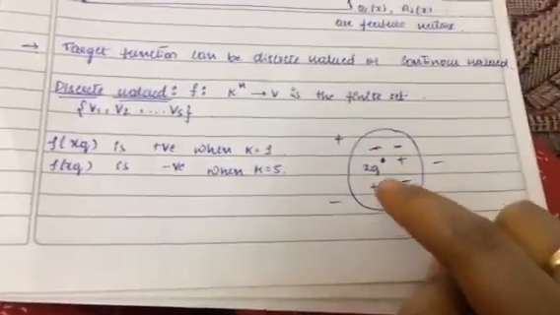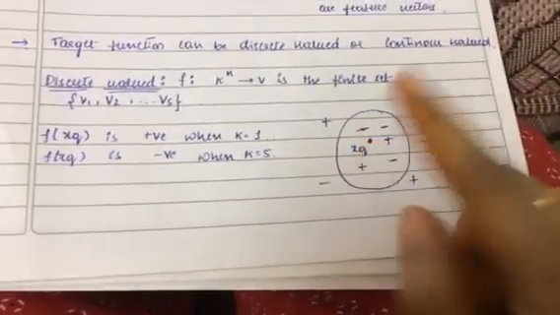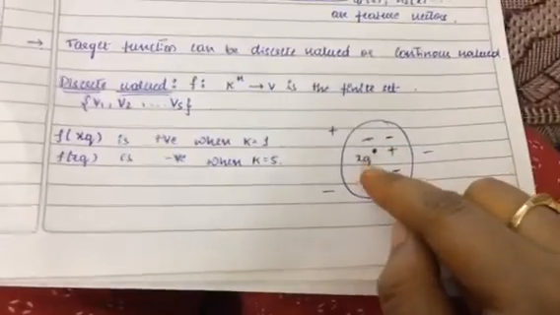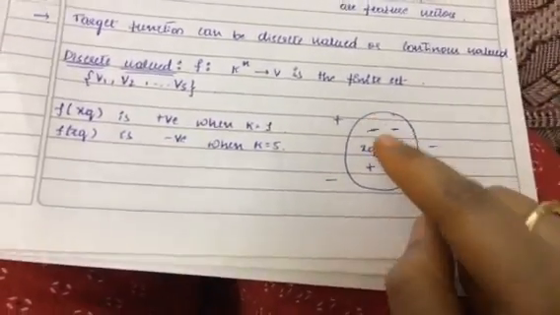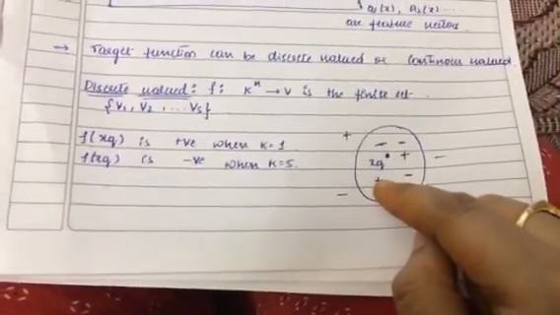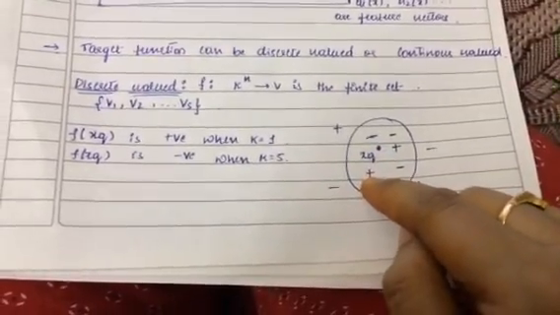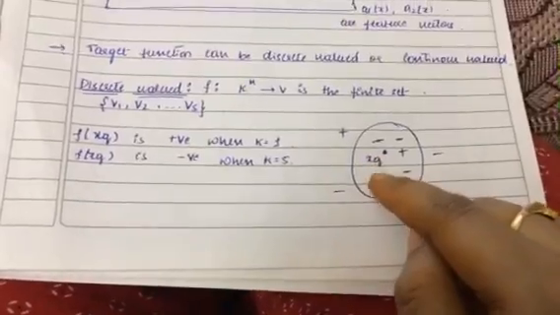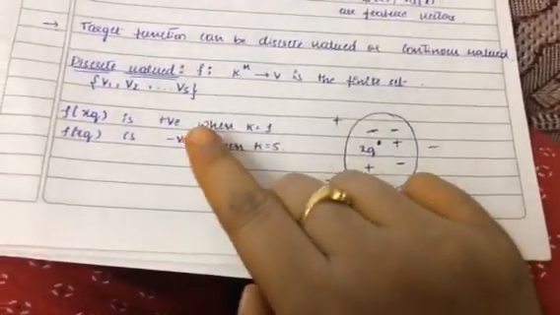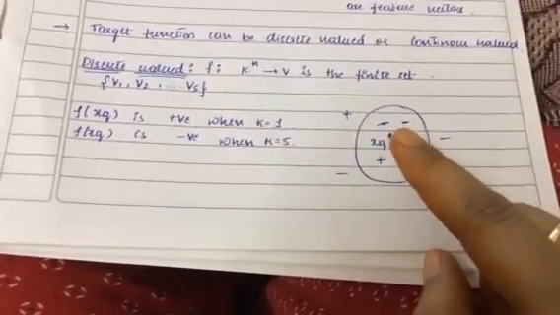I don't know whether it is positive or negative. So how am I going to calculate, based upon the distance, which is of the smallest distance? I am going to consider that one. Since my positive is nearer to my xq, when k equal to 1, f of xq is positive.